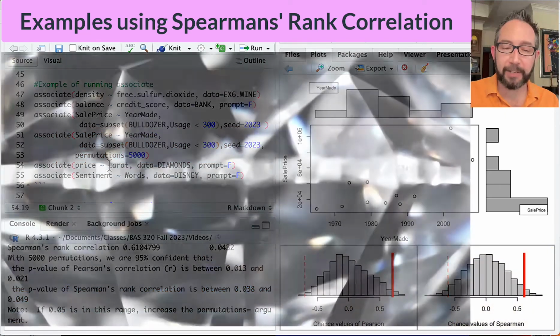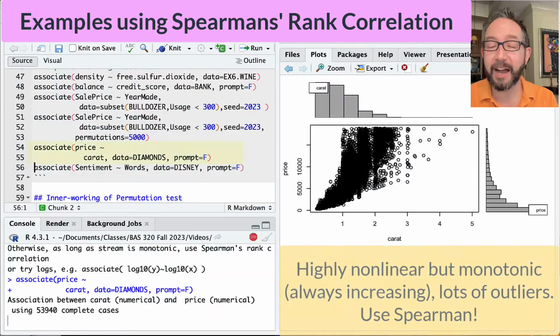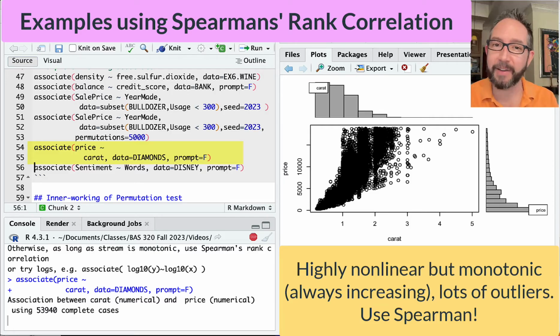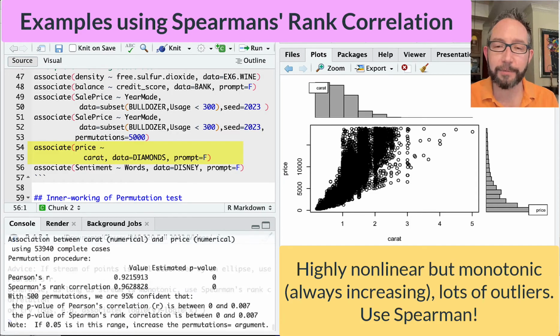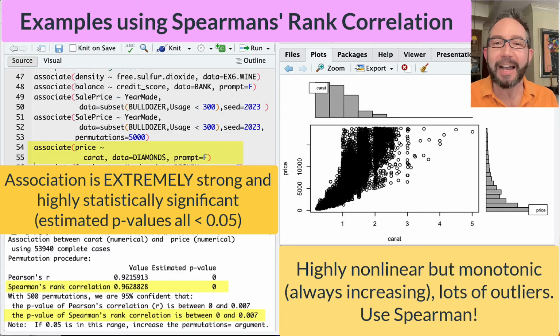Another example, if we look at the association between the price of a diamond and the number of carats, we see it's a highly nonlinear relationship with lots and lots of outliers. Pearson's correlation not going to be useful here, so we use Spearman's rank correlation instead to quantify the strength of the relationship and to do the statistical testing. And what we find is Spearman's rank correlation is almost a perfect one, 0.96. So these are highly associated, extremely tightly connected together. Knowing the carat of the diamond informs you greatly of the possible prices of that diamond. Spearman's rank correlation says that there's a very close correspondence between these two quantities.